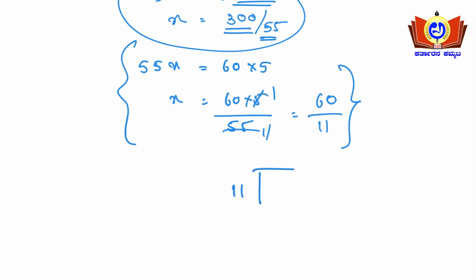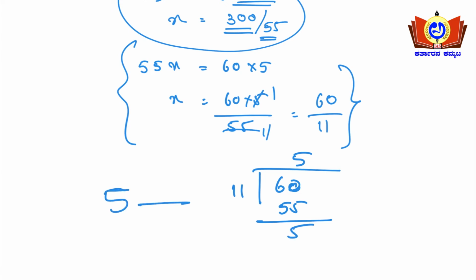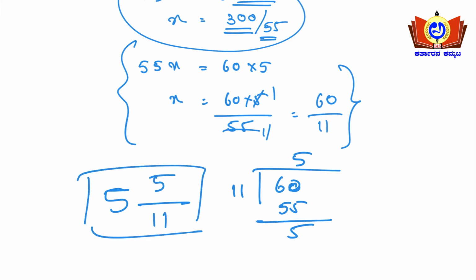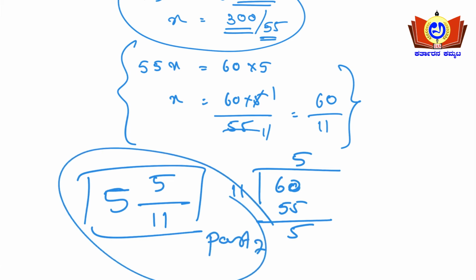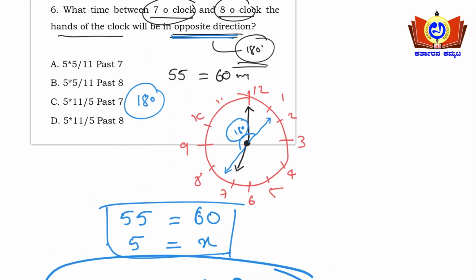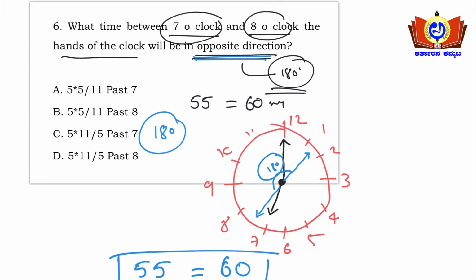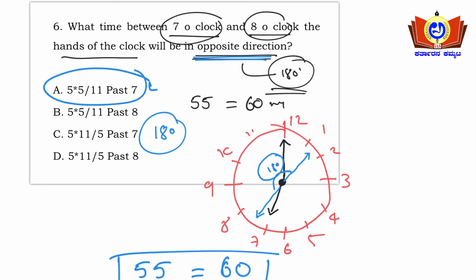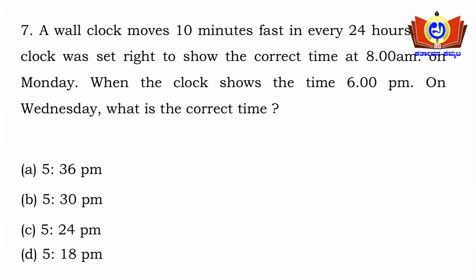So 11 and 60, 11 5s are 55, so 5 is remaining. So this can be written as 5, 11 5s are 55 and 5 here. Okay, 5 by 11 past 7. So at this time the hands will be in the opposite direction. Okay, 5 by 11 past 7. So option A is the right answer here guys. Okay, so moving on to the next question.